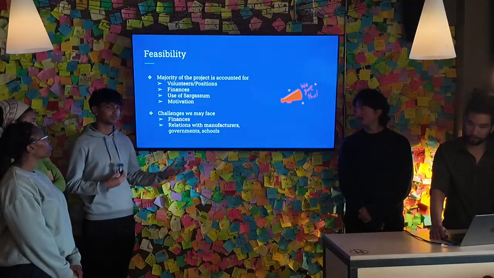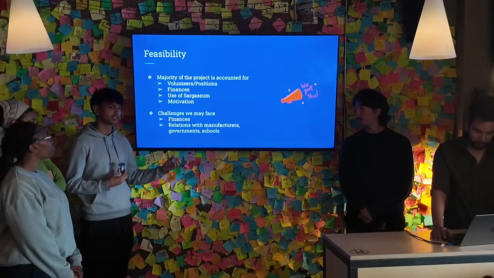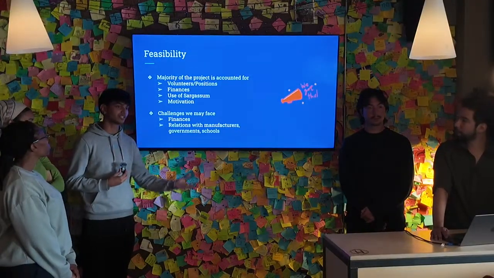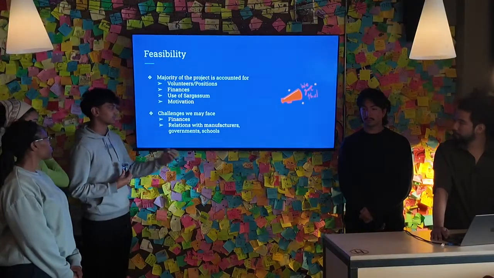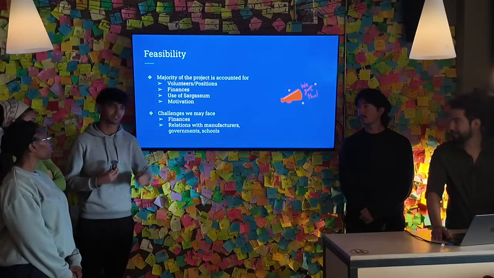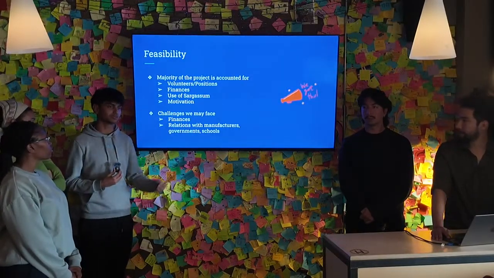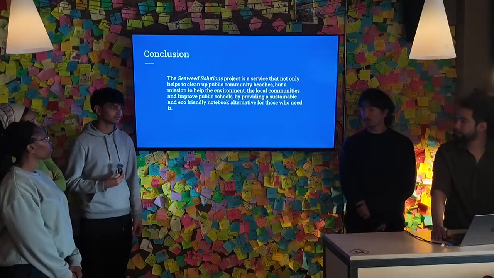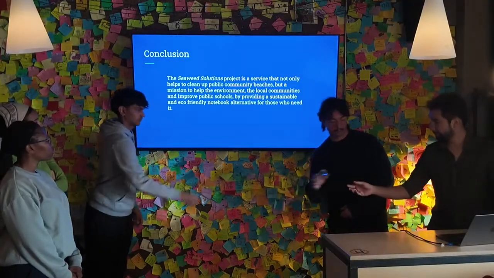In terms of challenges we may be facing, there are financial challenges, such as not getting the grants or getting a reduced amount from the grants, as well as relationships with the manufacturers. For example, if Atlas Paper Mills doesn't want to work with us, we're going to have to find another company. So all of those things do affect the feasibility of it.